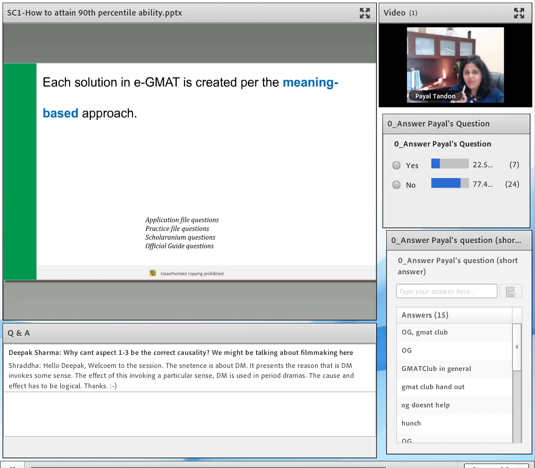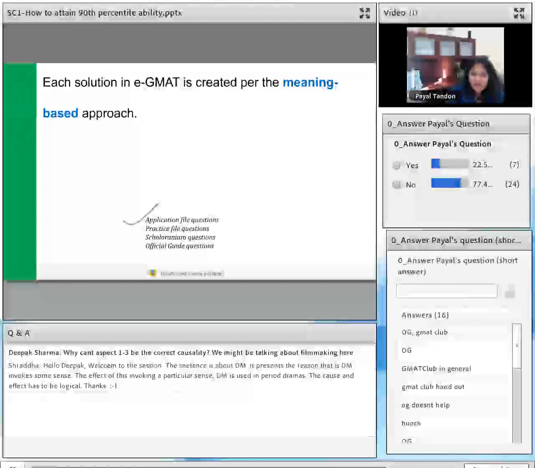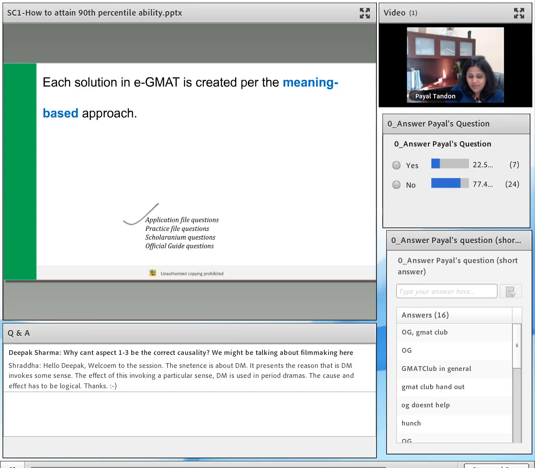And each and every solution in the e-GMAT platform, whether these solutions are in application files, by the way, these application files exist only in e-GMAT course. And I'm going to tell you what these application files do. Practice files, scholaranium questions, and official guide questions.